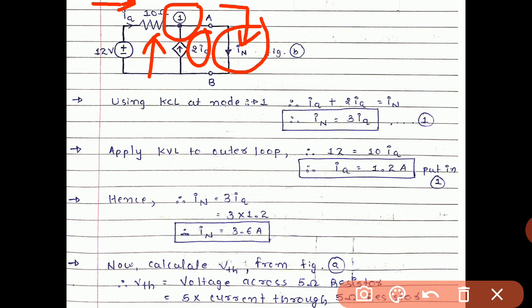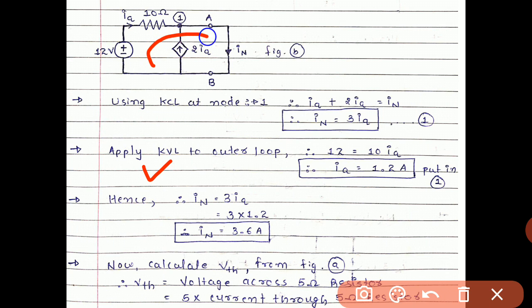So the sum of current entering equals the sum of current outgoing. As per KCL we can write IA plus 2IA equals IN. So the short circuit current IN equals 3IA, we get over here. But the value of IA is unknown. So to find the value of IA, apply Kirchhoff's voltage law to the outer loop.